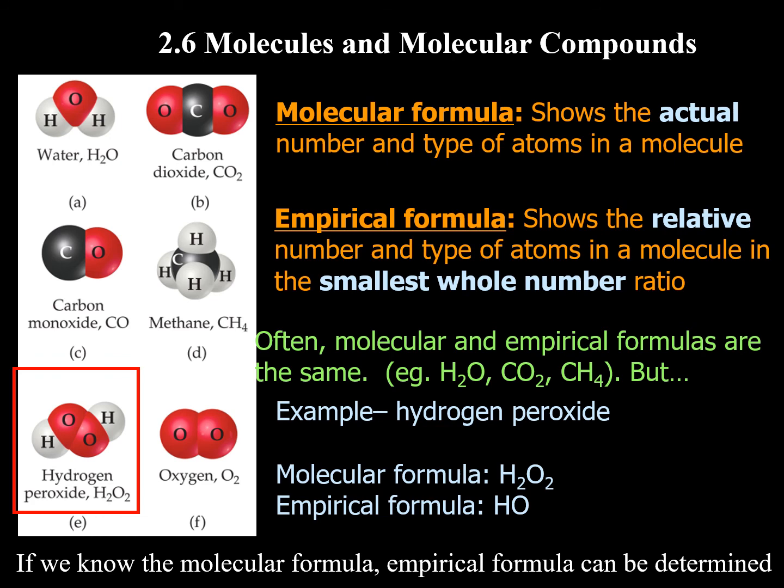Here we have the molecular formula, which shows the actual number and type of atoms. And we have the empirical formula. This is a new term, which shows us the smallest whole number ratio of the elements coming together. So in this case, we have the molecular formula of H2O2, hydrogen peroxide. Its empirical formula, if we bring it down to its most basic, so we divide both the H2 and the O2 by 2, would give us HO.